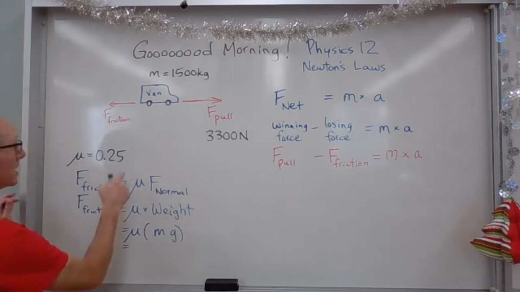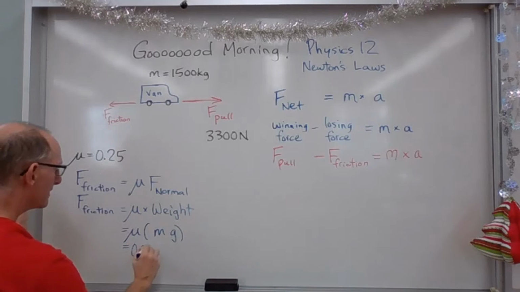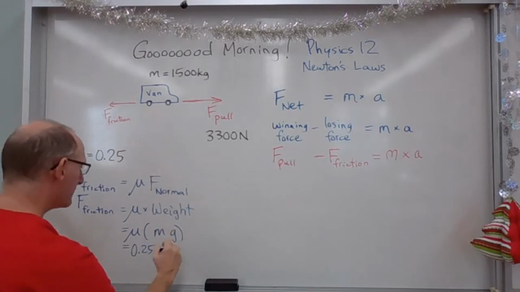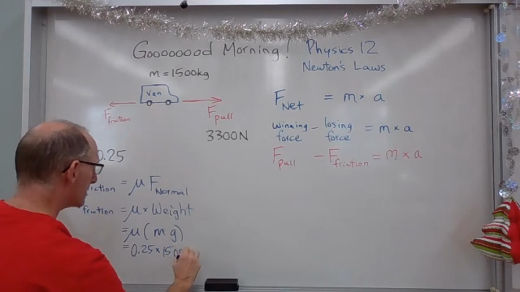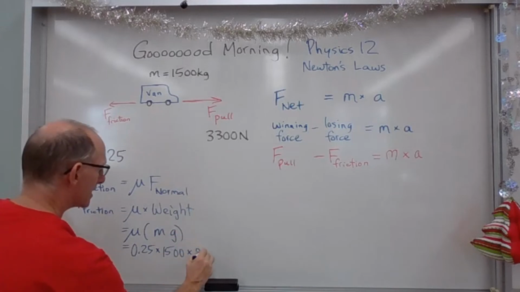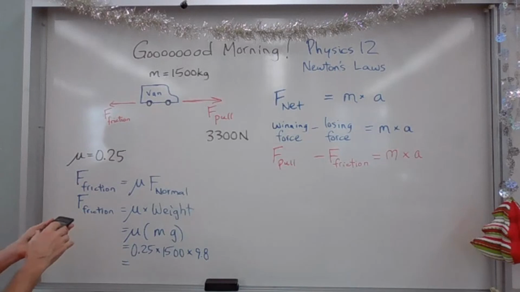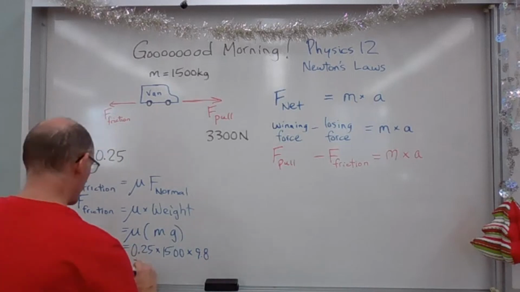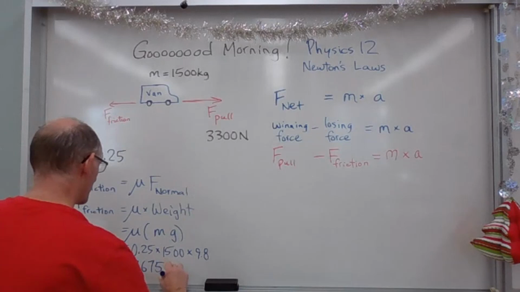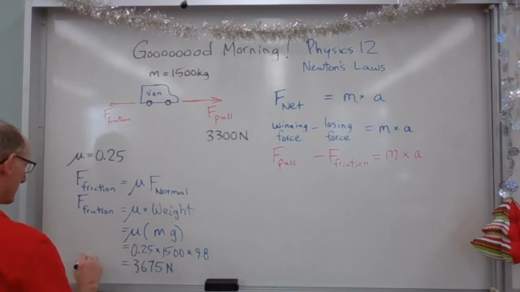Putting the numbers in, I get mu 0.25, mass is 1,500, and g is 9.8. And we'll find out what that is right now. Hopefully it's not greater than 3,300. It is, son of a gun. It's 3,675 newtons. That's the force of friction.